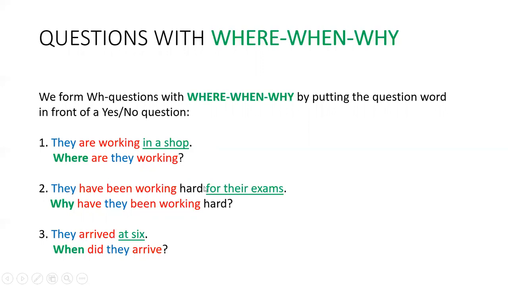And the answer is, they are working in a shop. They have been working hard for their exams. I want to ask about for their exams. Why? Why have they been working hard? They arrived at 6. What do I do? How do I make a yes/no question here? They arrived. Did they arrive? And then if I want to ask about the time, I say, when did they arrive?